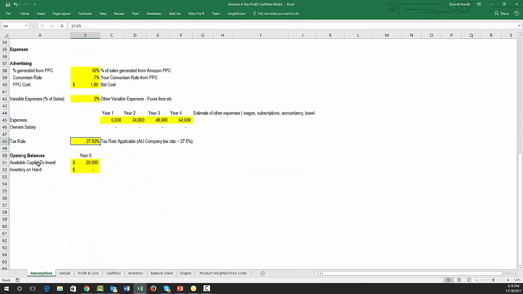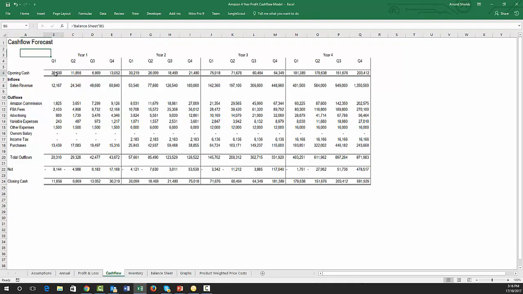Then we've got another amount here, which is the initial capital to invest. So you might have, we can change these two numbers around, but the easiest way is, okay, I've got $20,000 to invest or $10,000 to invest, and that will basically be your opening cash value on your cash flow forecast.